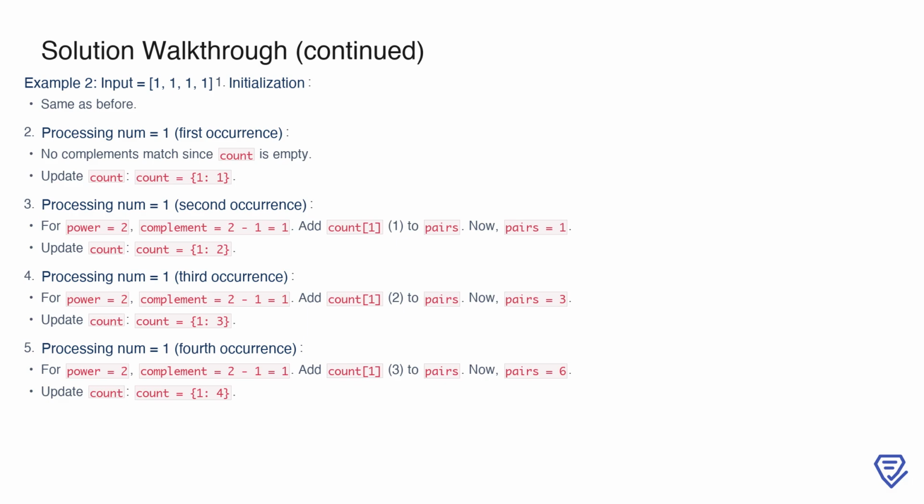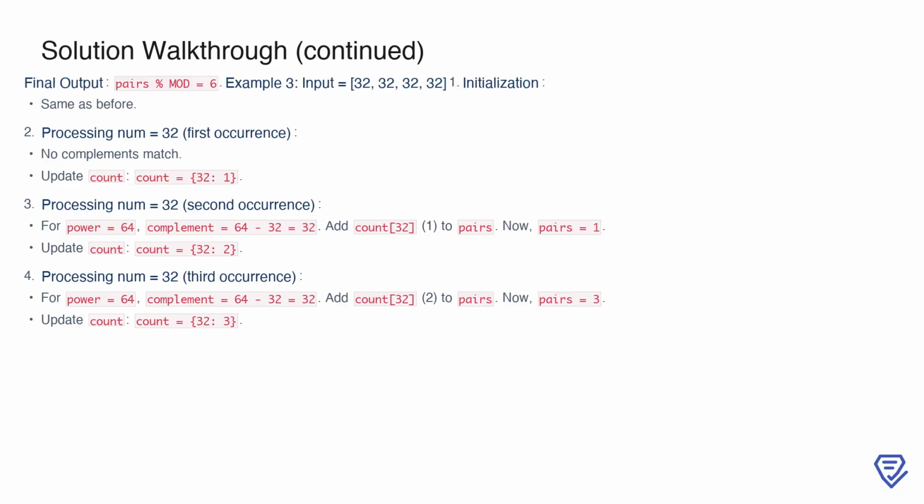We update count to {1: 2}. For the third occurrence of 1, we again find the complement 2 minus 1 is 1. Adding its frequency, which is now 2, to pairs brings the total pairs to 3. The count is updated to {1: 3}. Finally, for the fourth occurrence of 1, the complement 2 minus 1 is 1 results in adding its frequency, 3, to pairs. This makes the total pairs 6. Updating count gives {1: 4}. After processing all numbers in this example, the total number of pairs is 6. Applying the modulo operation, pairs % mod equals 6, gives the final output.